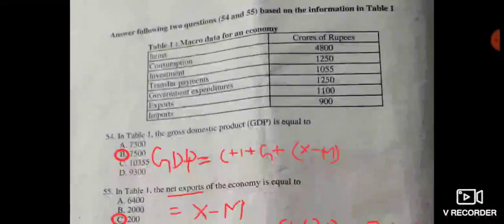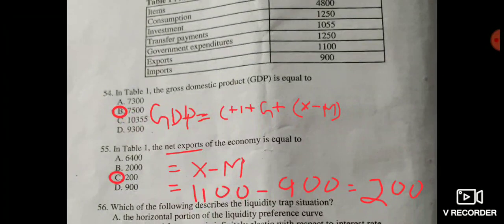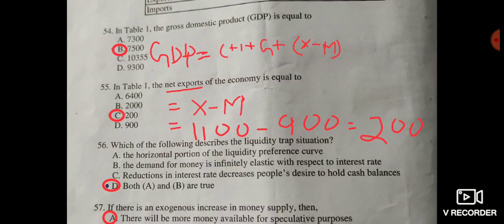so that it will be 7,500. Next, in table 1, the net export of the economy is equal to, and this question is about net export, and as we know, net export is equal to the difference between export and import. So here the value of export is 1100, value of import is 900, so net export is 1100 minus 900 equal to 200. So the correct answer is option C, that is 200. Here it is export minus import, net export.